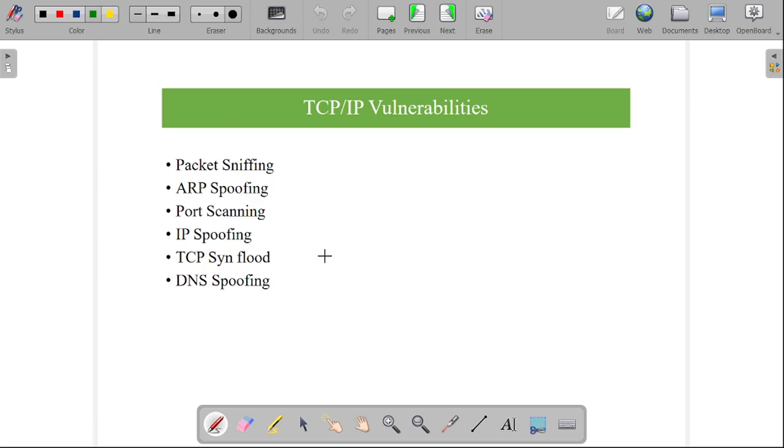There are different types of TCP vulnerabilities available. The first one is packet sniffing, then ARP spoofing, port scanning, IP spoofing, TCP SYN flood, and DNS spoofing. So these are the different types of vulnerabilities available. In the next video, we will see the different types of vulnerabilities in detail.